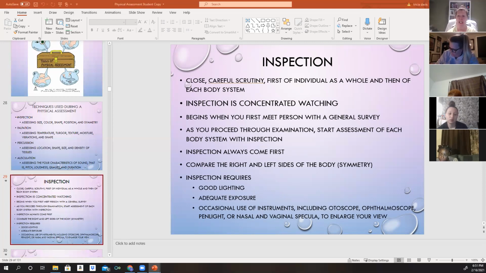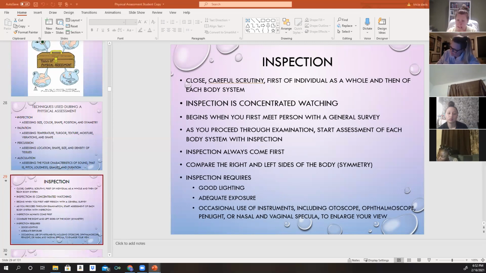Inspection requires good lighting. You need to be able to see what's going on. If you are a nighttime nurse and you're assessing your patient and it's 11 or 12 o'clock at night, they might not want you to turn the light on. So you just have to tell them, I'm sorry, Mrs. Jones, I know you're really tired. I just need to make sure that you're doing okay.